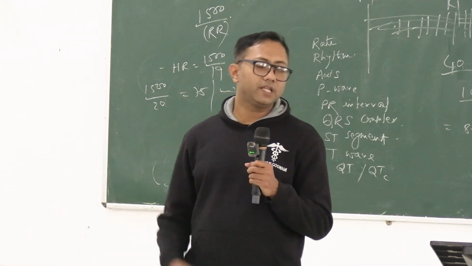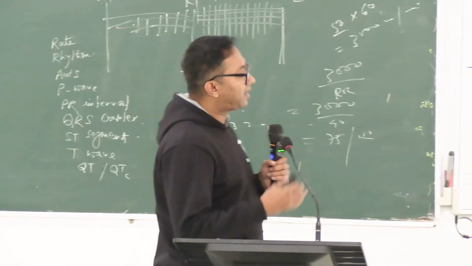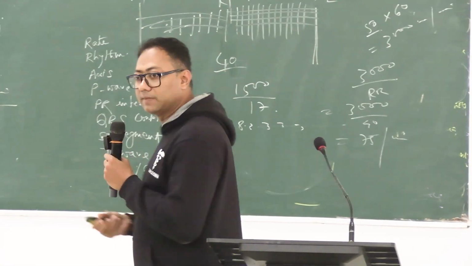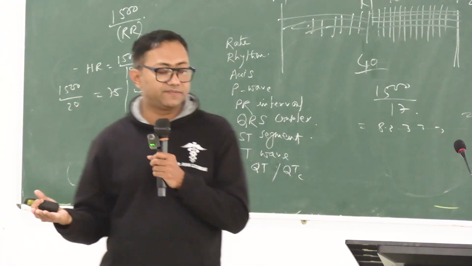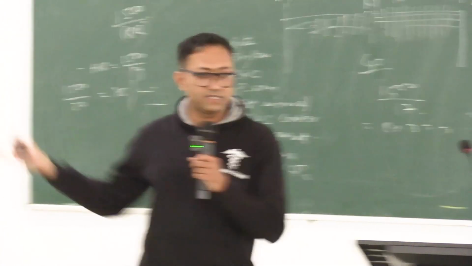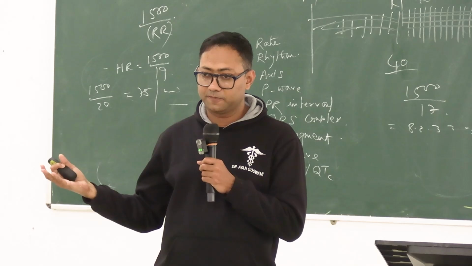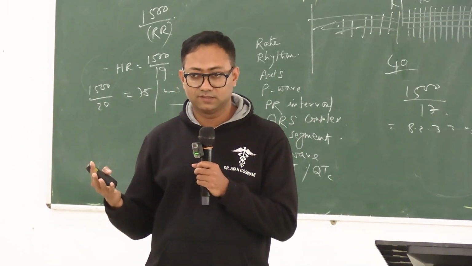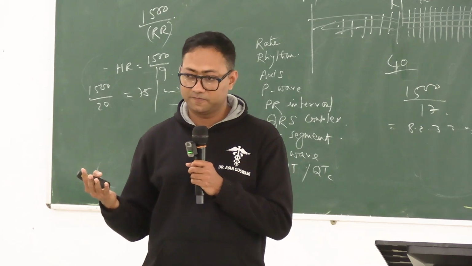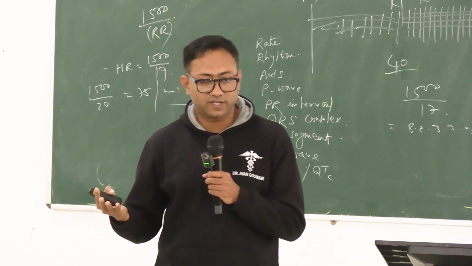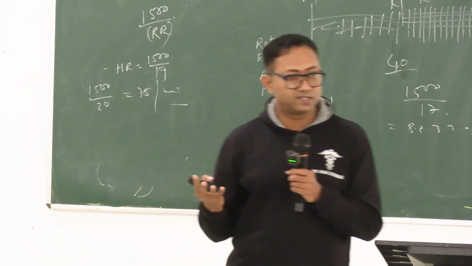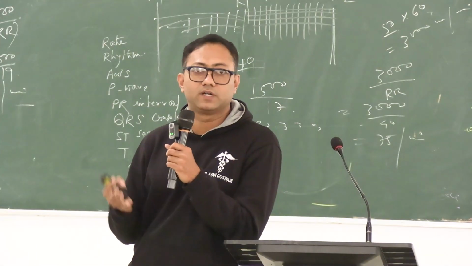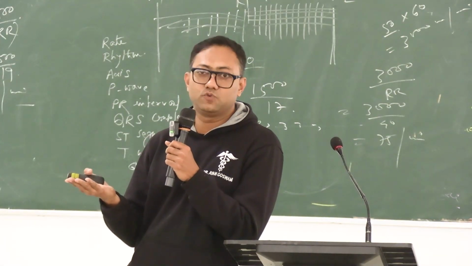But you can ask me this thing. If the RR interval is different, sometimes heart rate is 1500 by 19, sometimes 1500 by 20, that is 75, sometimes 1500 by 17, that is 83, whatever. So the patient's heart rate is basically changing, it is not fixed, right? And that is good. Your heart rate should not be fixed. You cannot have someone whose heart rate is fixed at 72 per minute.